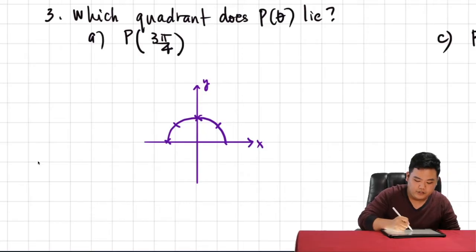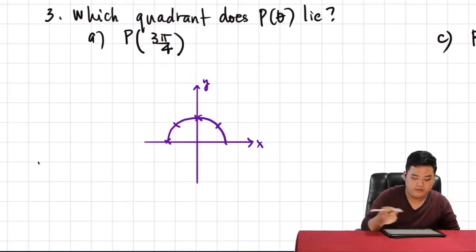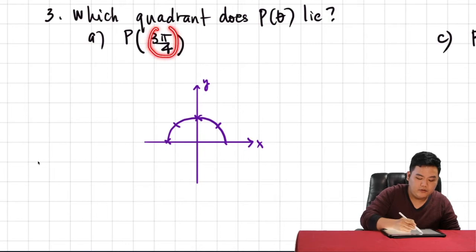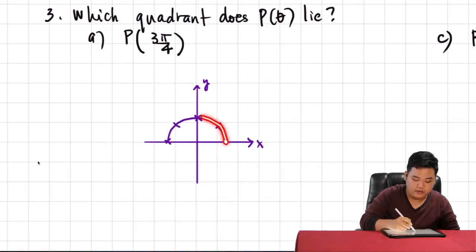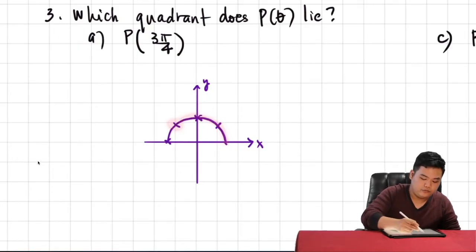So, saan yung mga divisions na yon? 1, 2, 3, 4. And sabi nung 3 dito, ibig sabihin nun, you take 3 of them. So, since 3 pi over 4 is positive, magsisimula tayo sa 1, 0, counterclockwise. Tapos kukunin natin yung 3 parts. 1, 2, 3. So, we end up here. And this is in quadrant 2. Okay. So, nasa quadrant 2 siya. Answer here is quadrant 2.